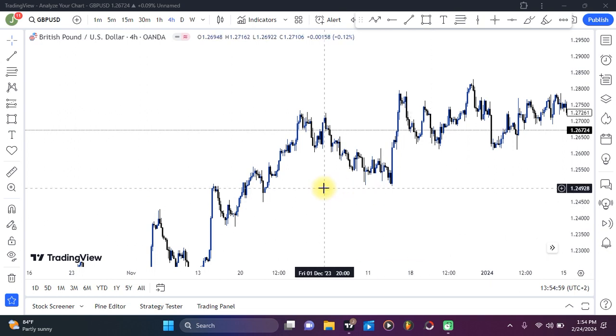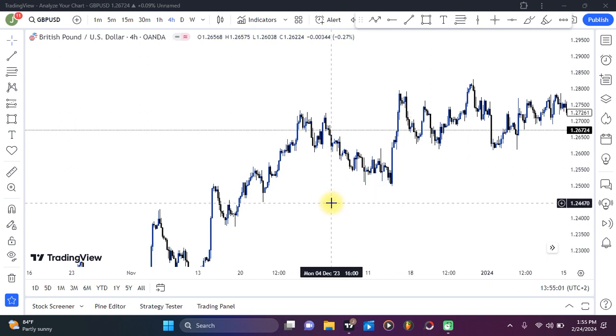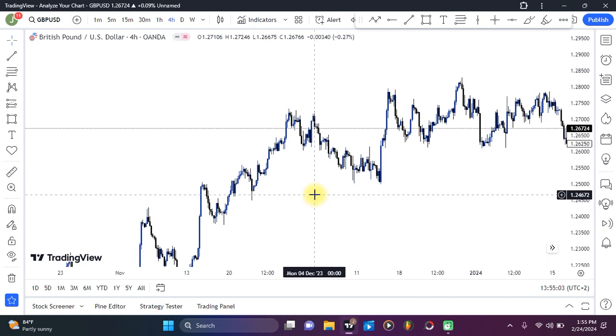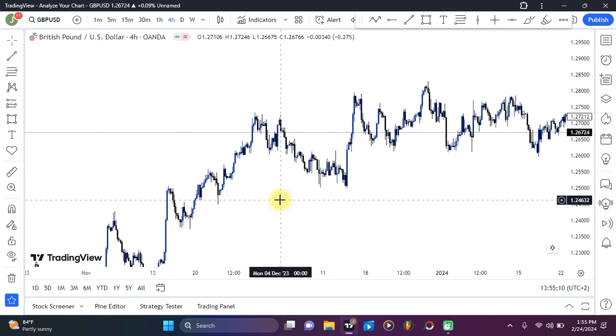Now I'm on the GBP USD. I'm still on the 4-hour time frame. Now let's look at this. Actually, I prefer to look for a Quasimodo setup on the 4-hour time frame. Other time frames like the 1-hour time frame, the 30 minutes time frame, even the 15 minutes time frame, I use them to confirm my entries.